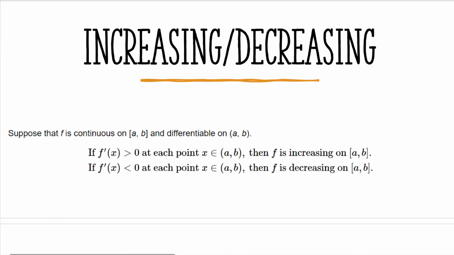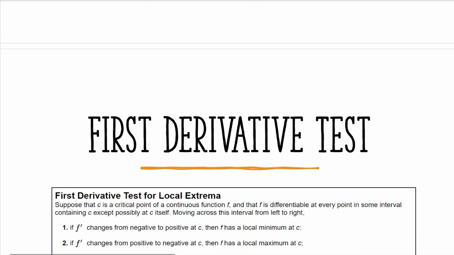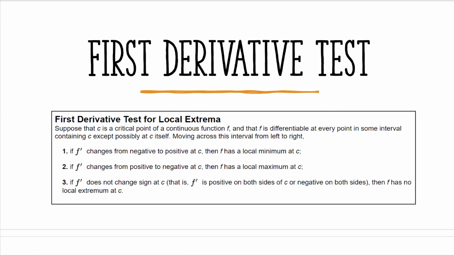So we messed around with increasing and decreasing last time, but now we're going to get down to what's called the first derivative test. So let's read through it. It's really not that exceptional. I think we'll be fine. Now, the first derivative test for local extrema. Extrema. I don't even know if I'm saying that right. Suppose that C is a critical point.